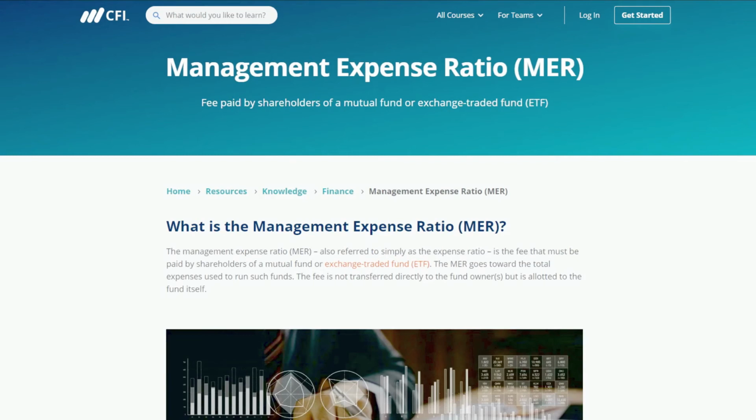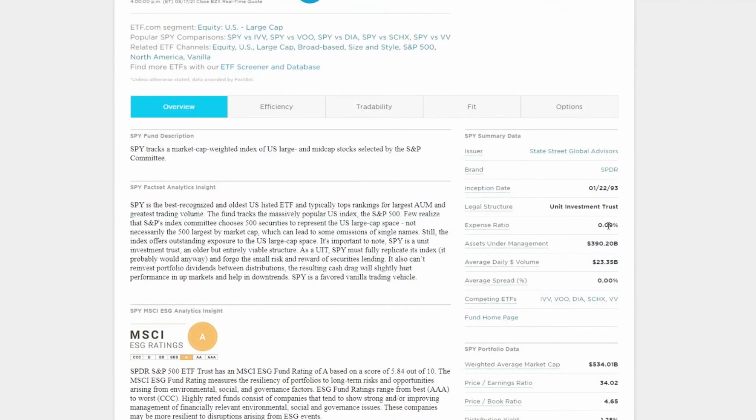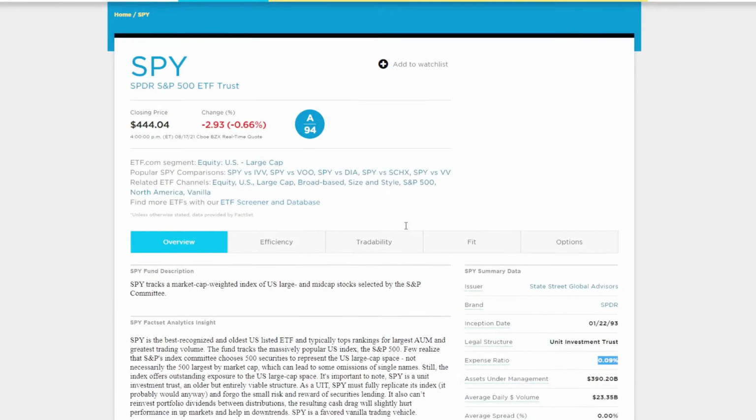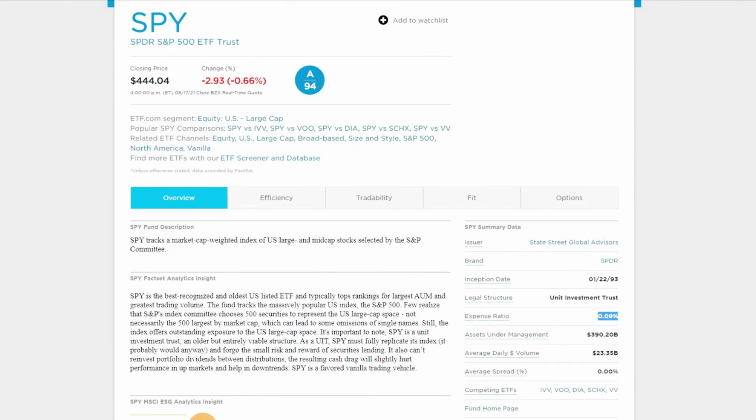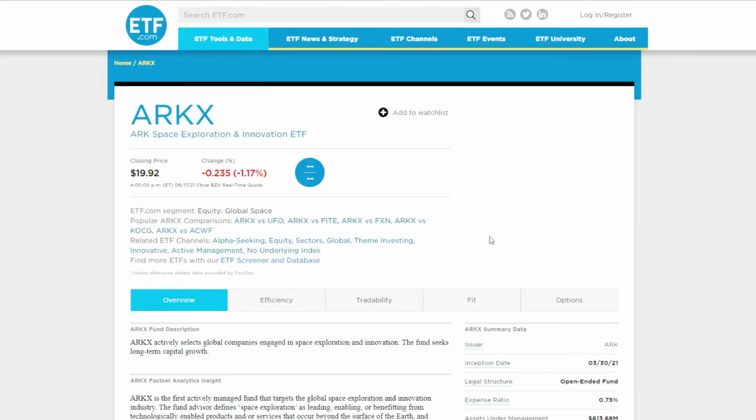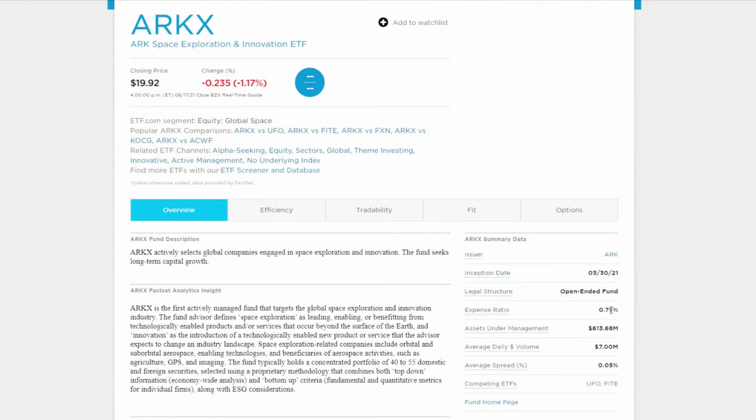These fees, also known as management fee or expense ratio, are generally low for passive funds like the SPY ETF, which follows an index, and higher for active ones like ARKX, an ETF focused on global companies engaged in space exploration and innovation.